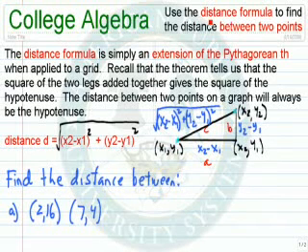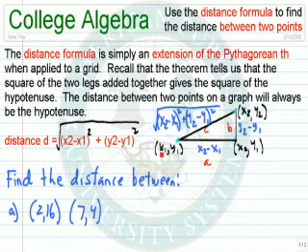In this lesson, we want to use the distance formula to find the distance between 2 points. Now, the distance formula is simply an extension of the Pythagorean theorem when applied to a graph or grid. Recall that the theorem tells us that the square of the two legs added together gives the square of the hypotenuse. The distance between the 2 points on a graph will always be the hypotenuse.